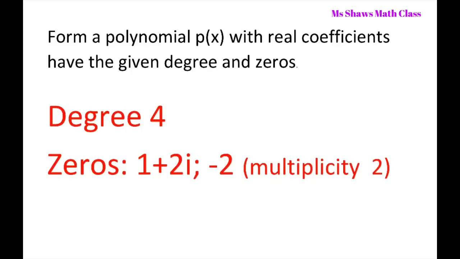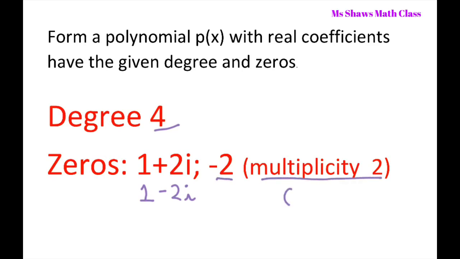Hi everyone, we're going to form a polynomial p of x with real coefficients that have the given degree and zeros. So we have degree 4 here. We have a complex 0 at 1 plus 2i. Its conjugate is 1 minus 2i. And we have a negative 2 at multiplicity 2.